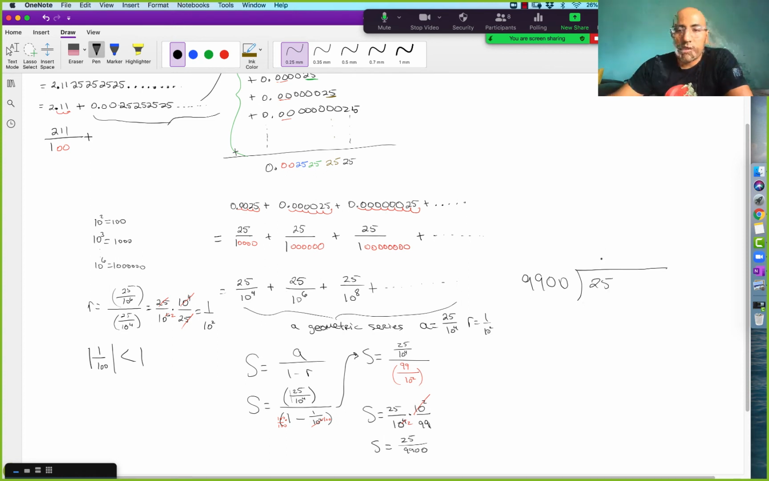Well, it goes into it 0 times, right? Put in a decimal, throw in a 0. It goes into it 0 times, put in a decimal in there. It will go into it 0 times, put in a decimal. And now 9,900 will go into 25,000. It will go into it twice. And 9,900 times 2 is 19,800, right? And then we subtract them. That's going to be 5,200.